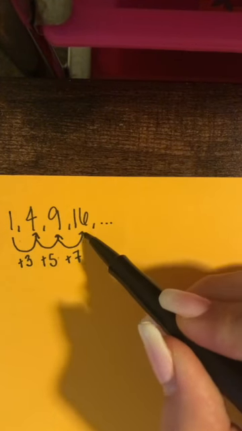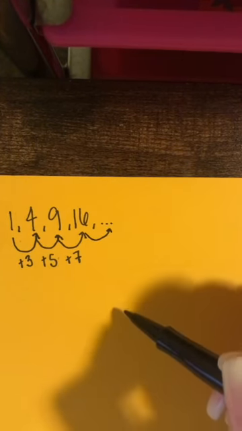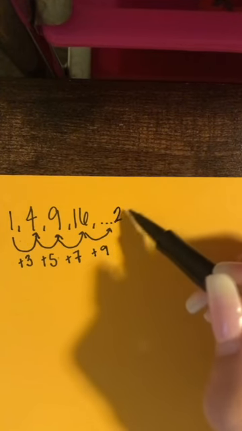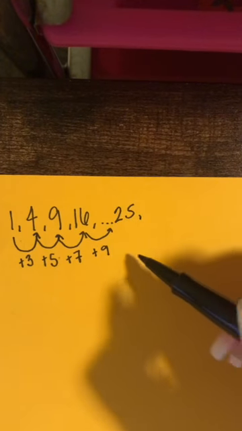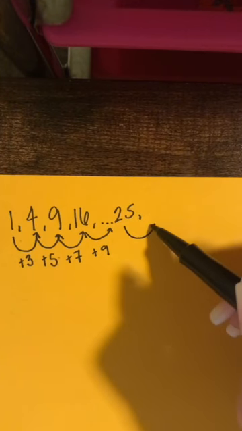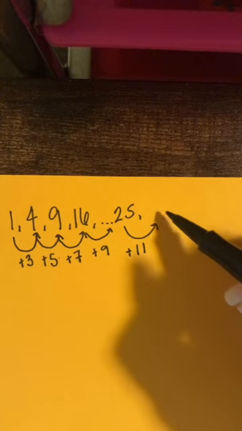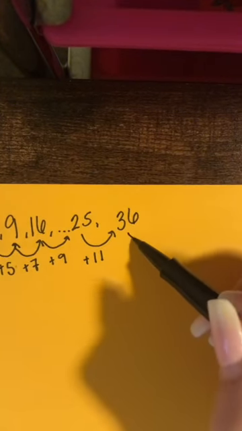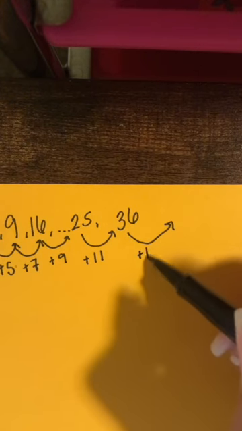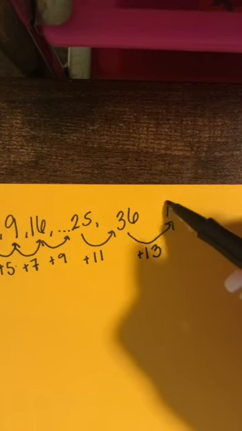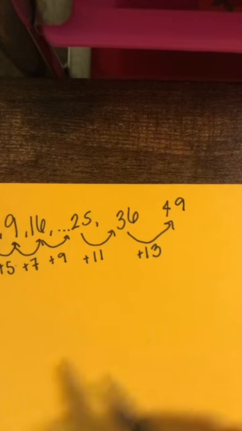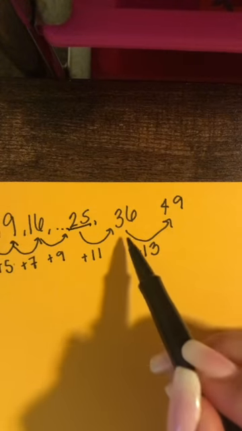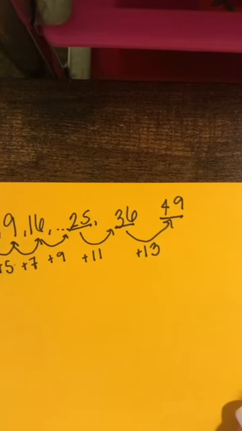So to get to our next number, you're going to take 16 and you're going to add 9, and that will give us 25. To get to our next number, you're going to take 25 and you're going to add 11, and you're going to get 36. And then to get to our next number, you'll take 36 and you're going to add 13, and you'll get 49. Okay? So we find that our next 3 numbers in this sequence are 25, 36, and 49.